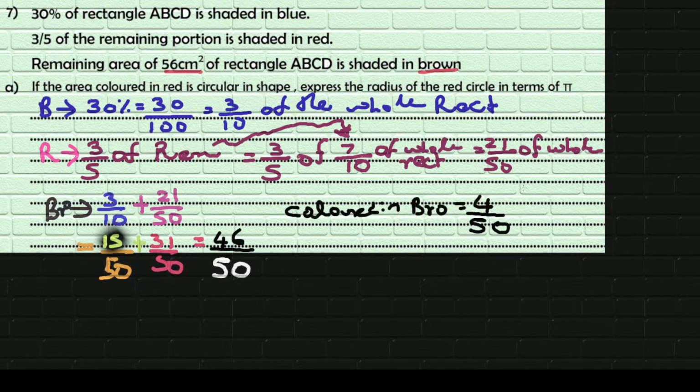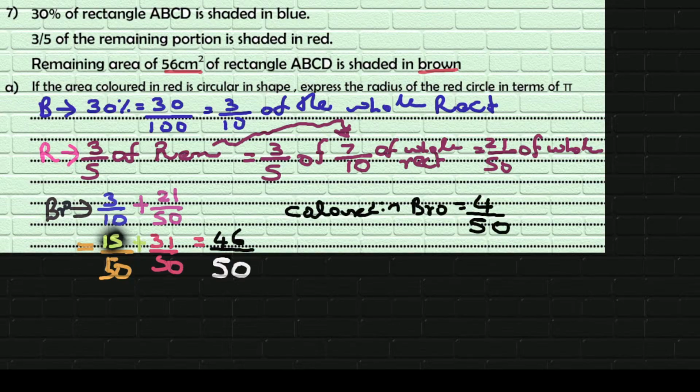All right. So now what have they said? So we know the fractions of all three colors, the blue, the red, and the brown. But whose area in square centimeters do we know? Do we know blue's area in square centimeters? No, they haven't given. Red's area in square centimeters? No, they haven't given. But what about brown? Yes, brown they have given, right? So what is the brown spot? That's 4 out of 50, right?